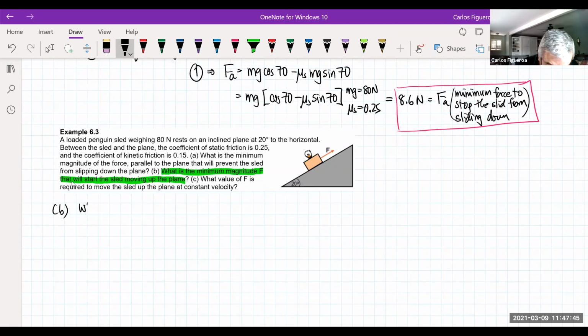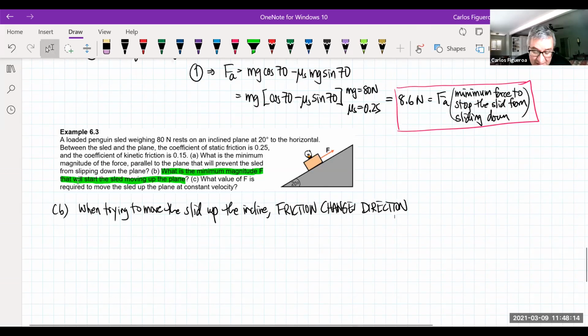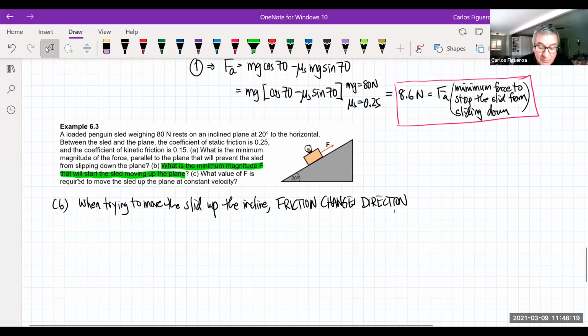So when trying to move the sled up the incline, friction changes direction now. It's now going to be opposing you, right? Even though the sled hasn't started moving, friction changed directions.